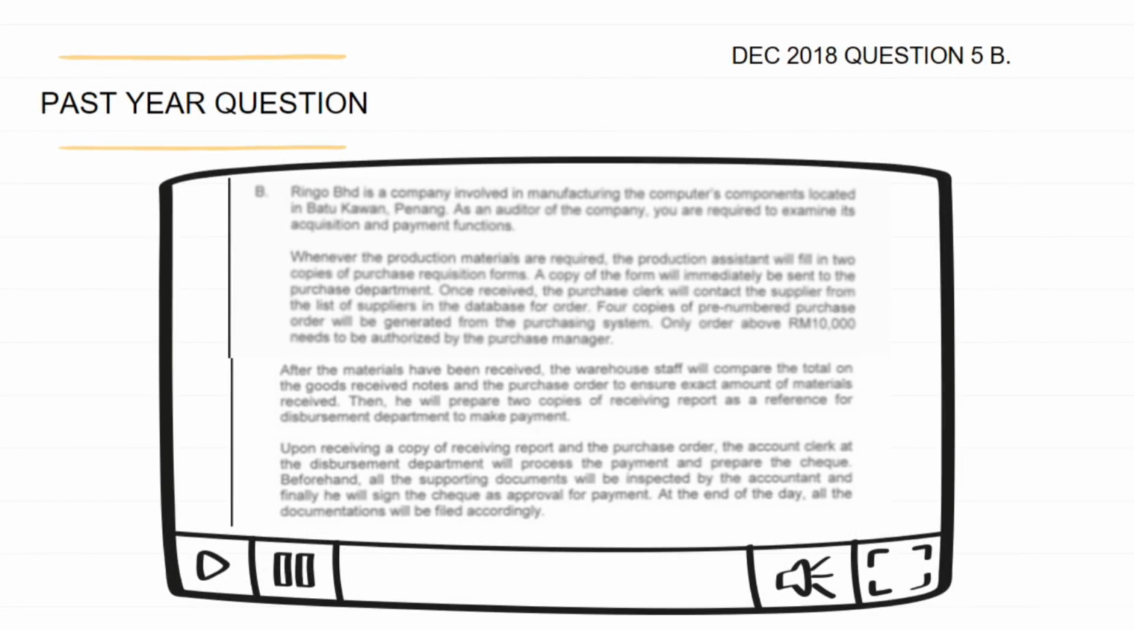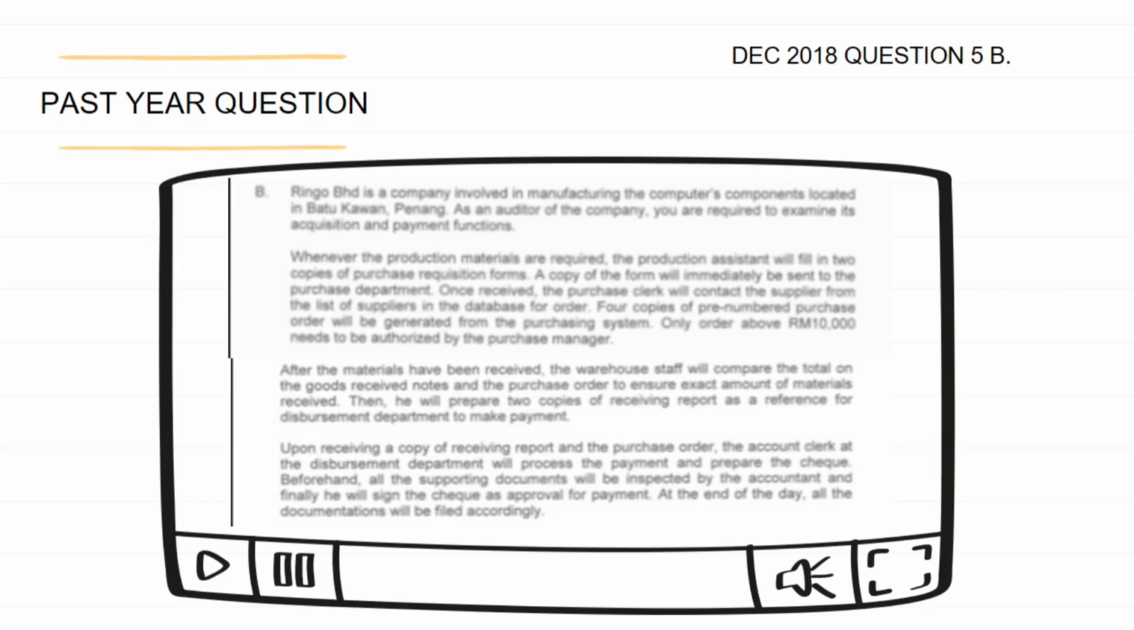Next is question 5B. I'm going to read the question and explain later. Ringo Berhad is a company involved in manufacturing computer components, located in Batu Calon Pemenang. As an auditor of the company, you are required to examine its acquisition and payment functions.